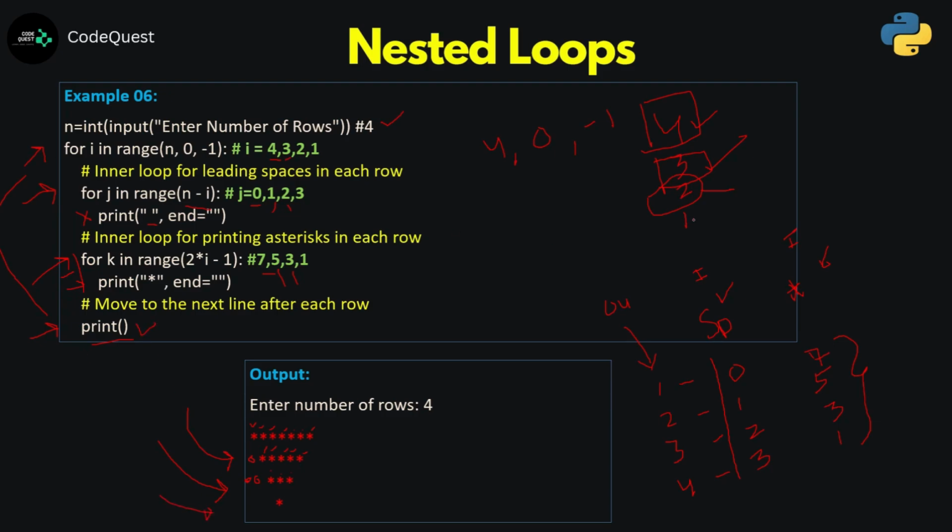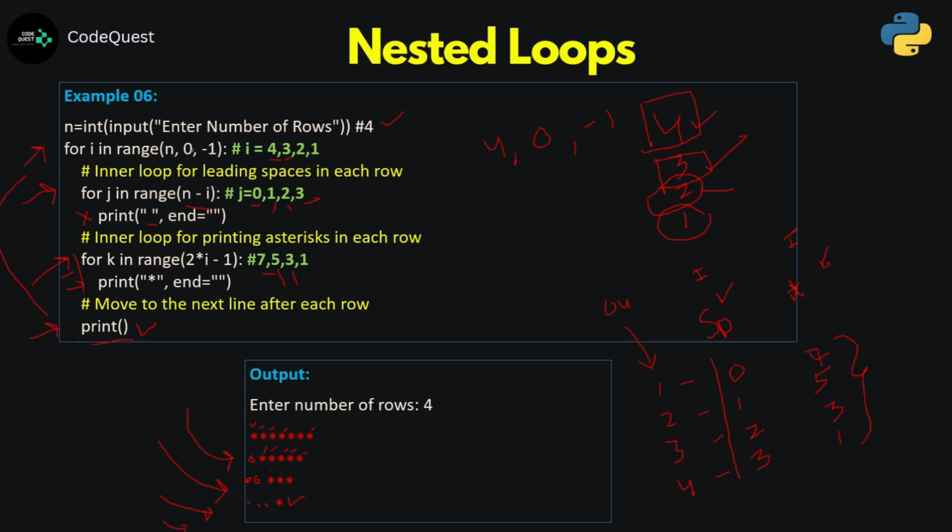Now for the last time the I value is how much? 1. Because the I value is 1, J acts on a range that is n minus I, that is 4 minus 1, that is 3. Which means how many spaces we are going to get here? 3 spaces. So 1, 2 and 3. Now coming to this K loop, which is printing the asterisks, as the I value is 1, 2 into 1, 2 minus 1, 1, means only 1 asterisk I am going to get. Now after the end of this inner loop, print function is going to bring the cursor to the next line.